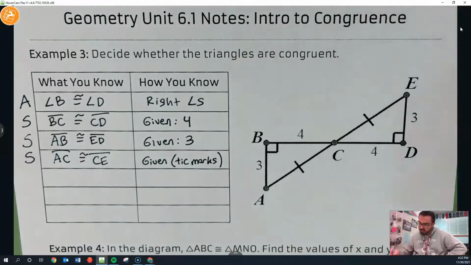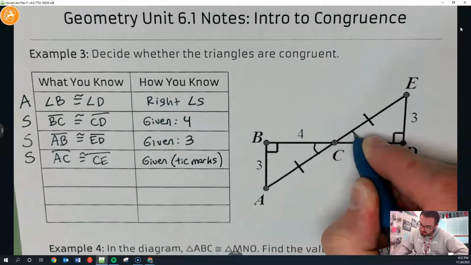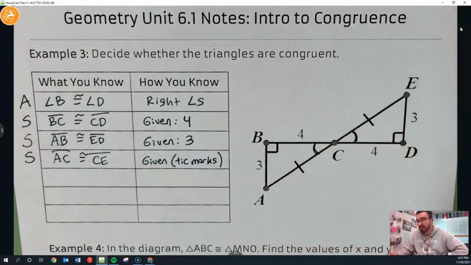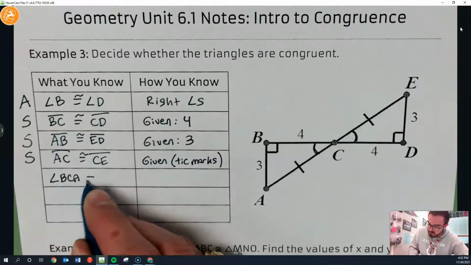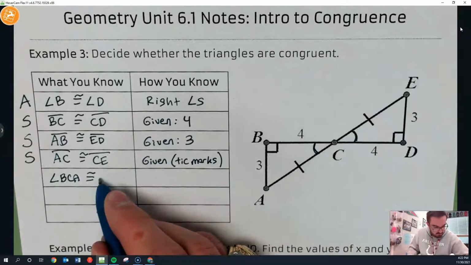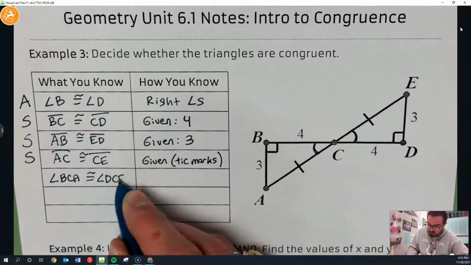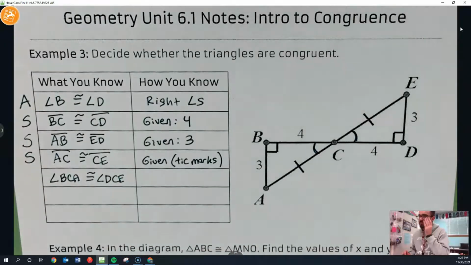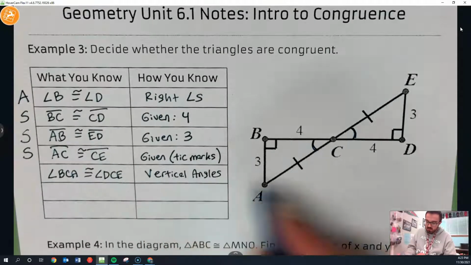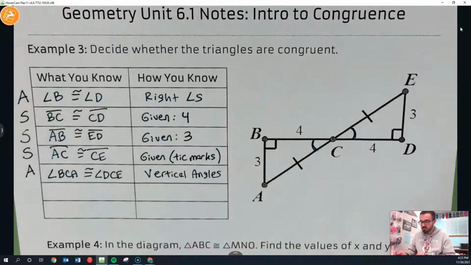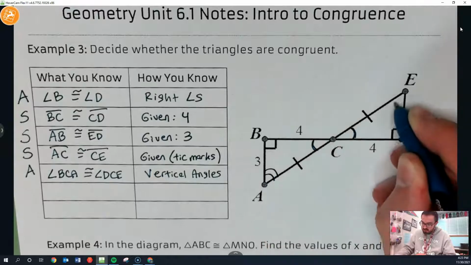Well, what about this angle and this angle? If I told you that I know that those are congruent, would you know why those are congruent? Angle BCA is congruent to angle ECD. Angle DCE. Why are those congruent? Starts with a V. Vertical angles. So I know that those two angles are congruent. So that's another angle. And I could also tell you that this angle right here is congruent to this angle.